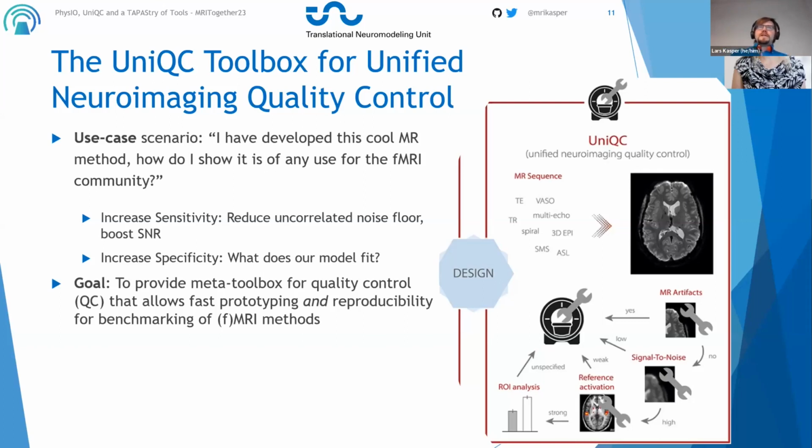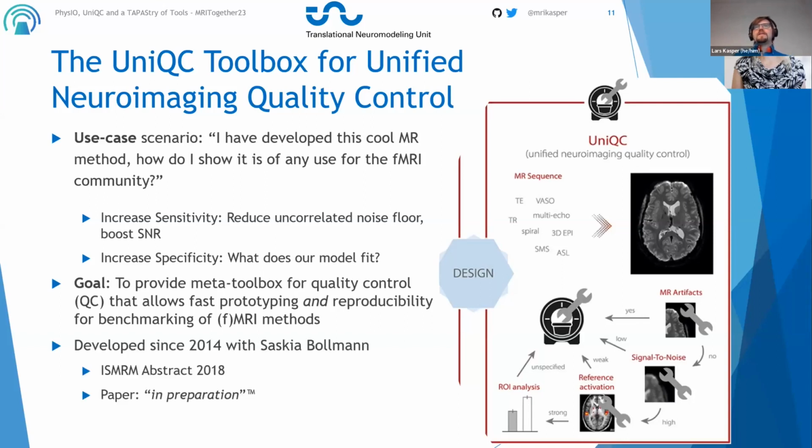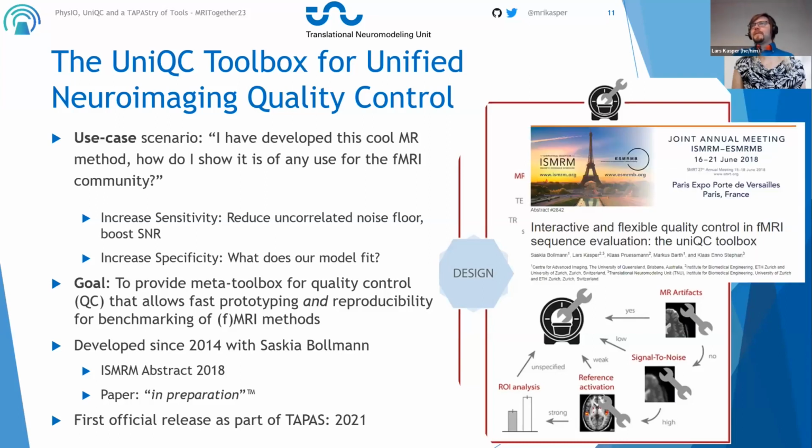And because these are kind of very related but different tools, UniQ is more like a meta toolbox for quality control, which allows fast prototyping and reproducibility to benchmark these fMRI methods. And again, I've just developed this last year, was published as an ISMRM abstract, and the paper is in preparation for a long time, which also refers to what I want to talk about in the end. And it's also part of TAPAS at the moment, since 2020.